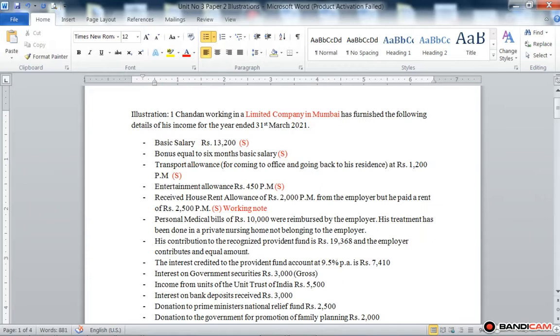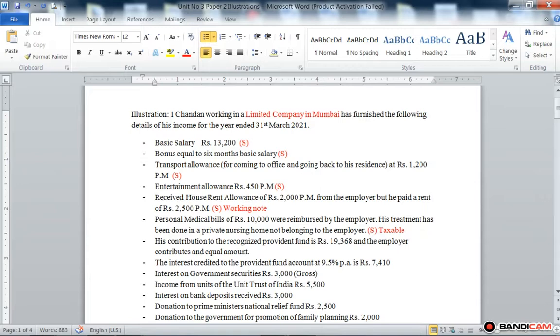Then personal medical bill of rupees 10,000 was reimbursed by the employer. His treatment was done in a private nursing home, not belonging to the employer. Whatever amount is given to the employee by the employer, all of it is taxable. So it is also part of salary and it is fully taxable. The personal medical bill of Chandan amounting to rupees 10,000 was paid by the employer.